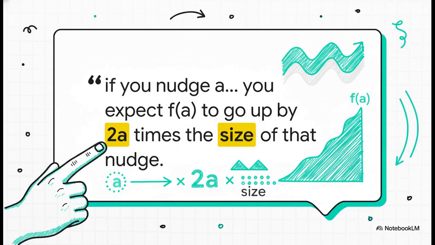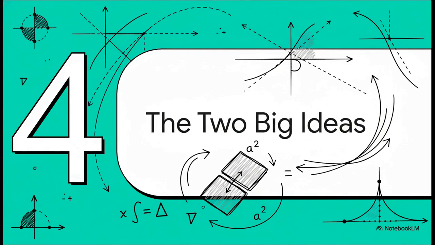This quote here really brings it all back home. It translates that math formula right back into our simple nudge idea. That 2a is just telling you the multiplier. It's saying for any a you pick, if you give it a little nudge, the function is going to go up by 2a times the size of your nudge. It's that simple. So let's zoom out and wrap this up with the main ideas.